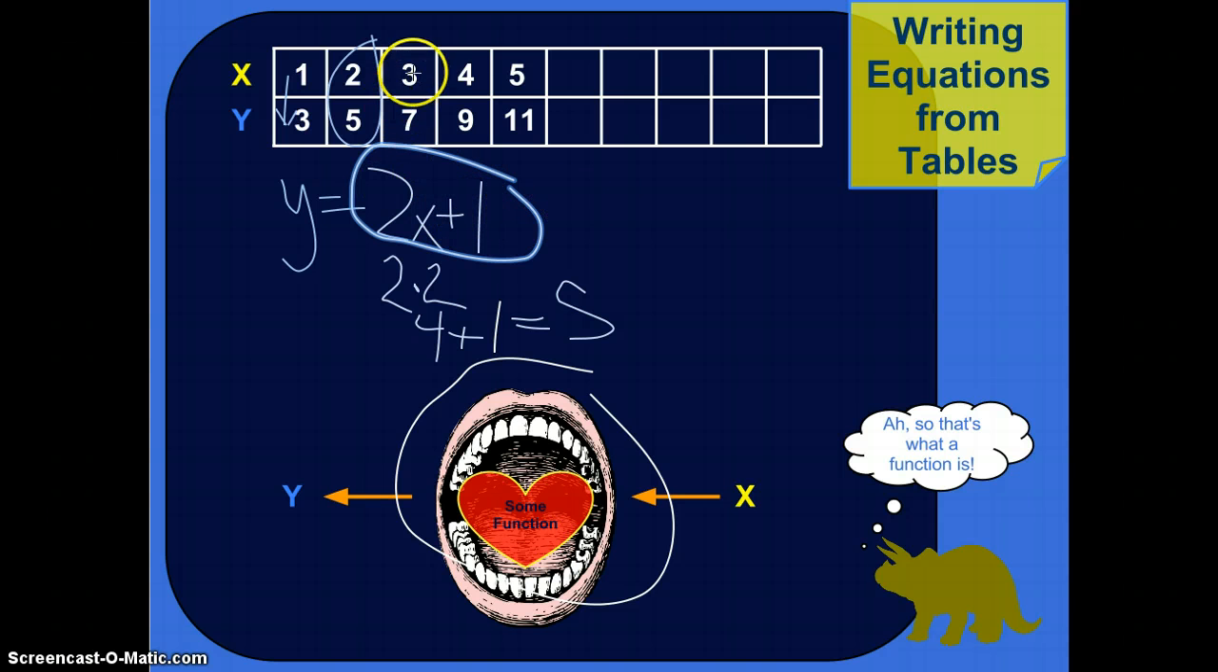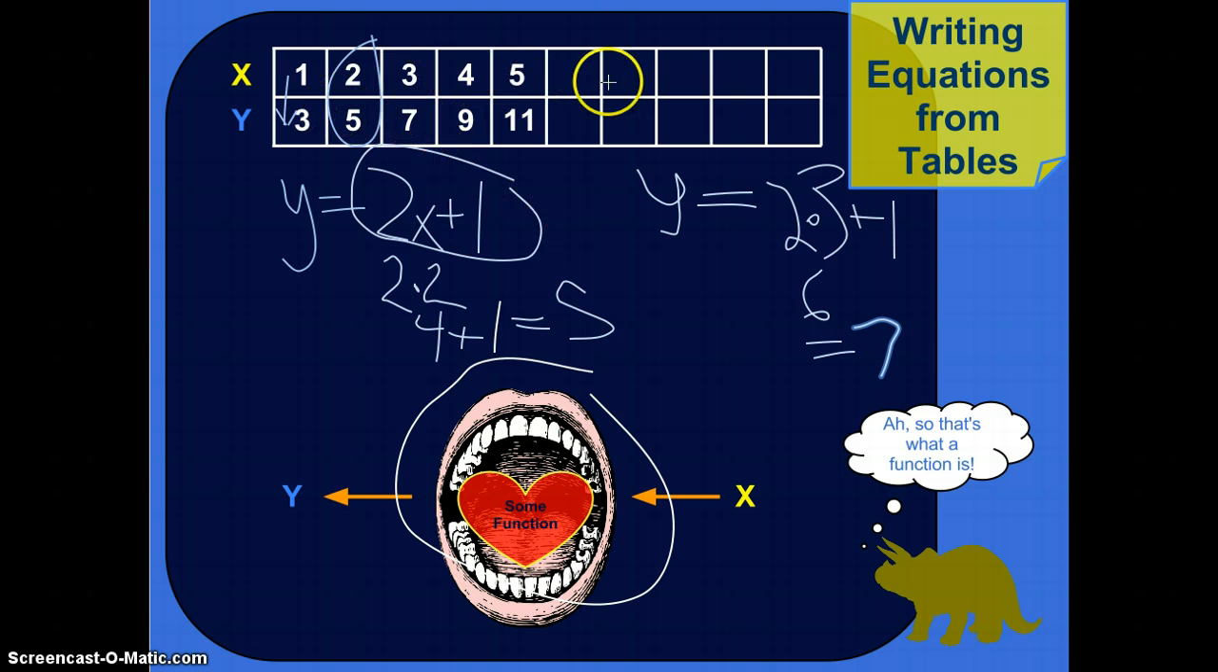So y equals 2x plus 1. We're going to sub in this 3 for an x. So y equals 2 times 3 plus 1. 2 times 3 is 6, plus 1 is 7. So yeah, the 3 becomes a 7. So that works. So our equation that describes the function, or the relationship between x and y, what makes an x become a y, is y equals 2x plus 1.